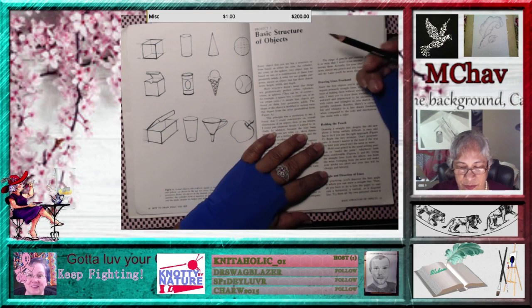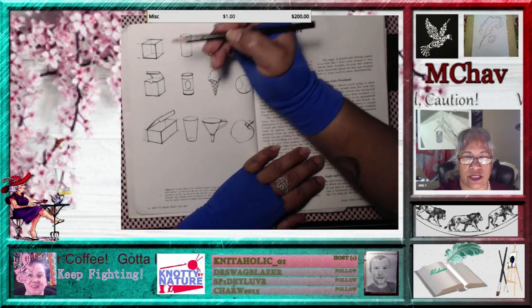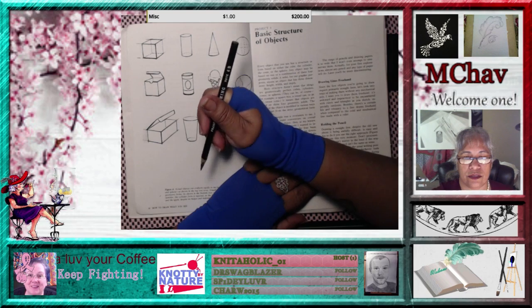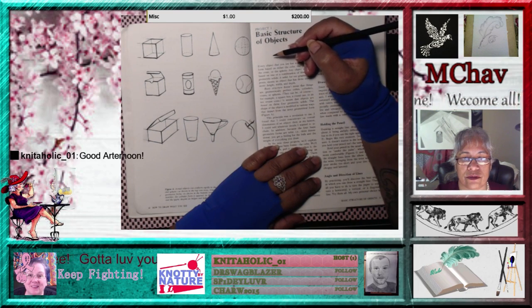So what they're talking about is that you move your whole arm, your elbow, like this. You don't go like this to draw, even though you're going to do small things, and of course you're going to go very small.